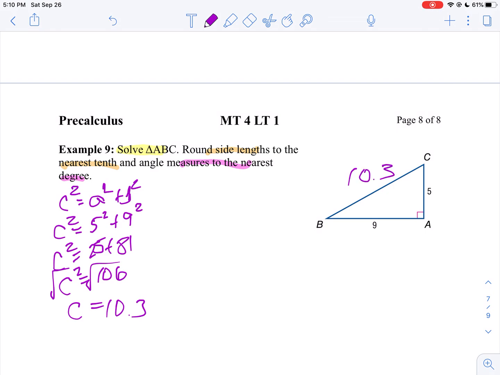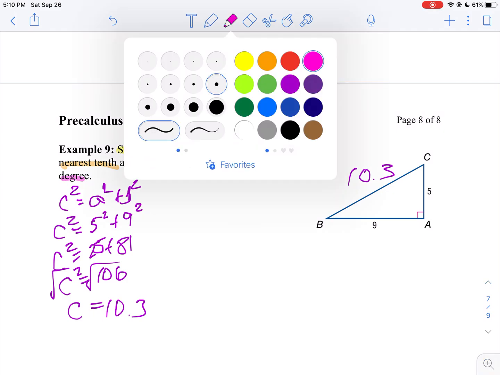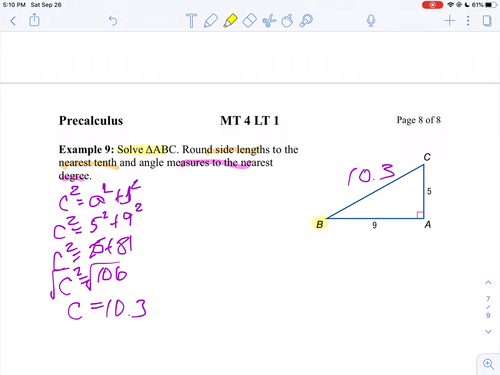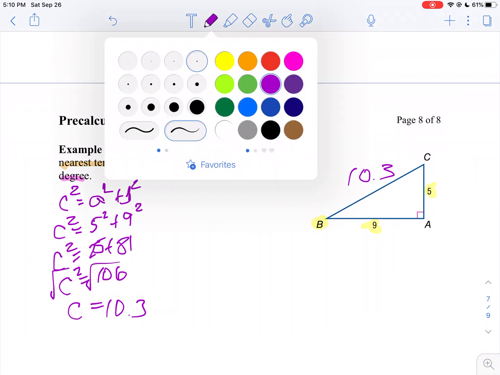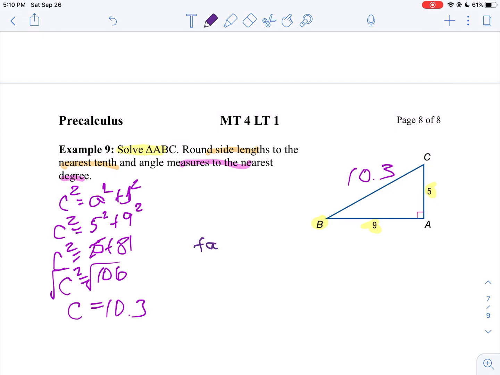Now you can find either angle B or angle C, however you want. We're going to have to use your right triangle trig ratios. I think we're going to start by finding angle B. And I want to use the one that's not rounded, so I'm going to use 5 and 9. So that's opposite and adjacent, so we're going to use tangent. So we're going to say the tangent of angle B is going to be 5 over 9.